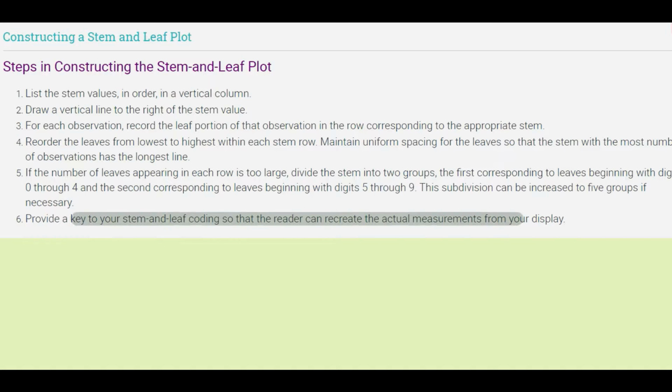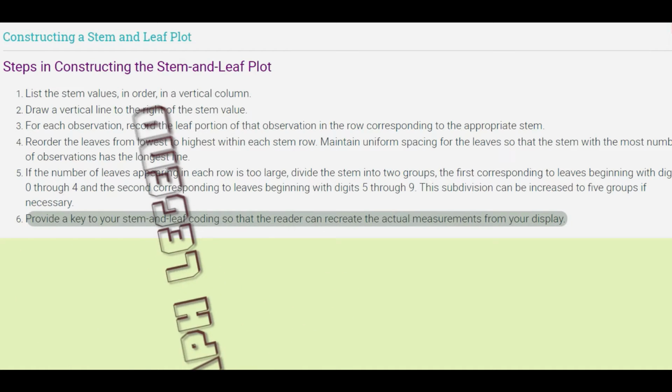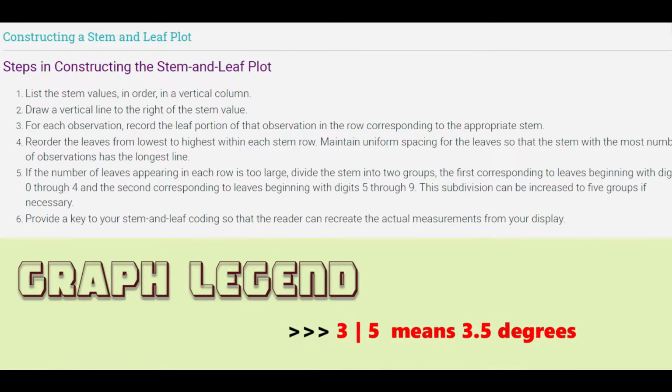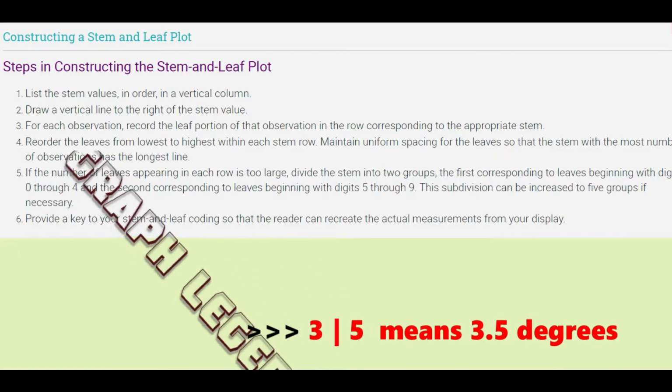Finally, provide a key to your stem and leaf coding so that the reader can recreate the actual measurements from your display. This is like a graph legend to clarify the indicated units of the data value and to avoid ambiguity in reading the plot.